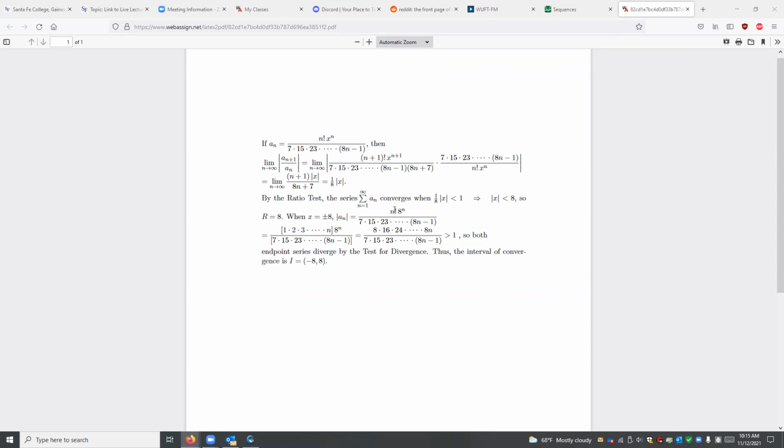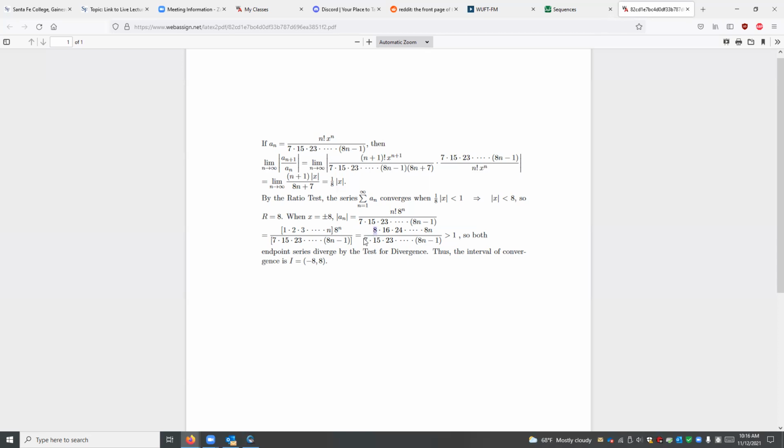So they say when x is plus or minus 8, we get this. And they do as we did, they write out the factorial and the product downstairs. Same thing. So rather than arguing that 1 times 2 times 3 up to n over 7 times 15 times 23 up to 8n minus 1 is like 1/8 to the n, they distribute this 8. The 8 to the n here is 8 times 8 times 8, n times. So they give each term of this product an 8. So 1 times 2 times 3 all the way up to n, which is n factorial times 8 to the n, is 8 times 1, 8 times 2, 8 times 3, all the way up to 8 times n.